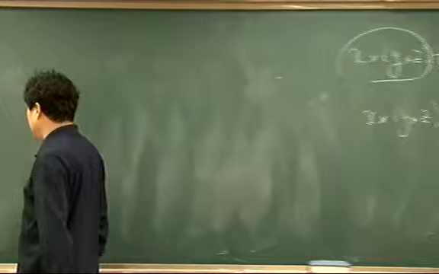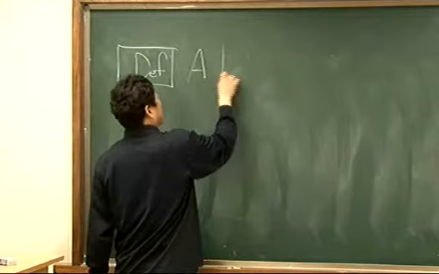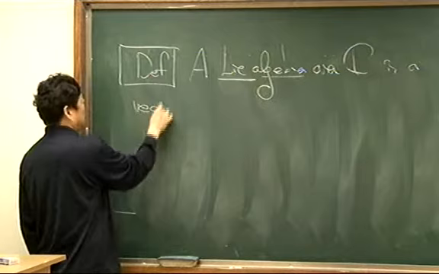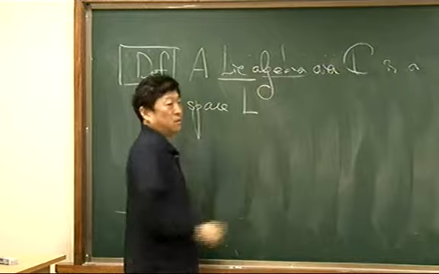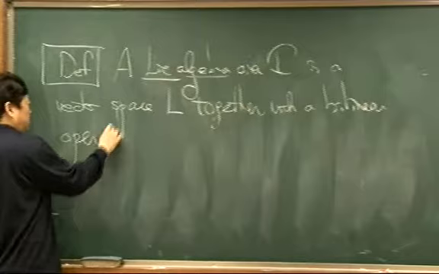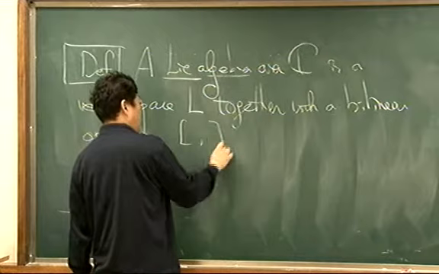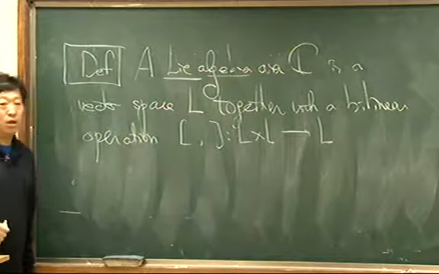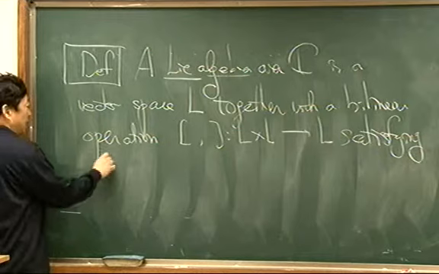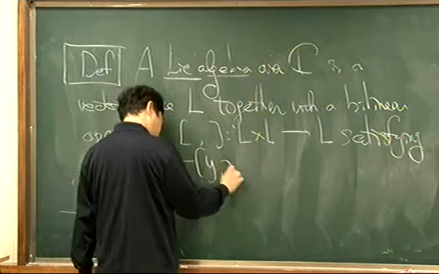So, a Lie algebra over C is a vector space, say L, together with a bilinear binary operation, which is usually denoted by bracket, that satisfies the following two identities. First is the anti-commutativity. And second one is the Jacobi identity.